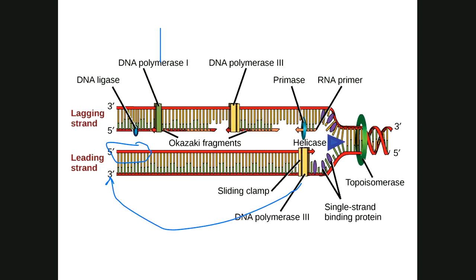So the primase attaches the RNA primers, then the sliding clamp, and DNA polymerase 3 says, oh, okay, here's where we start. So that's what happened back here, and boom, we move on down the strand.